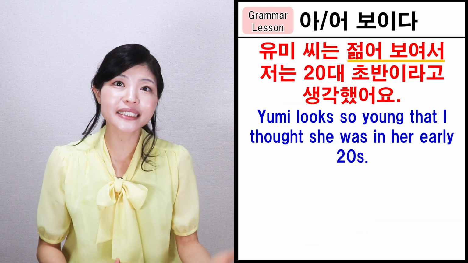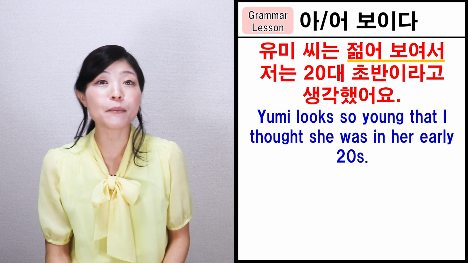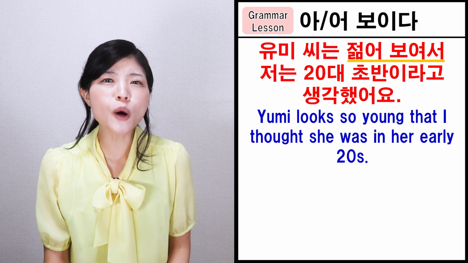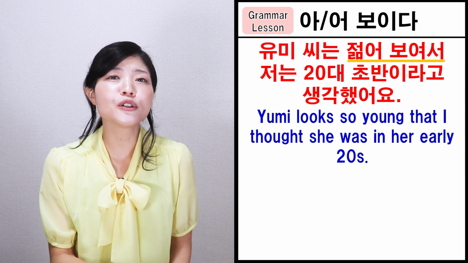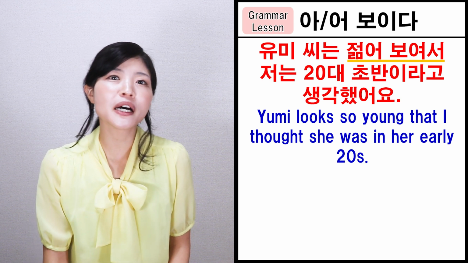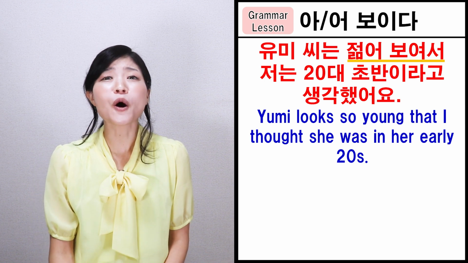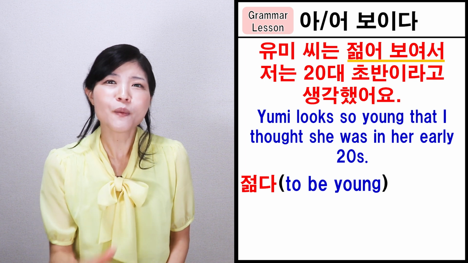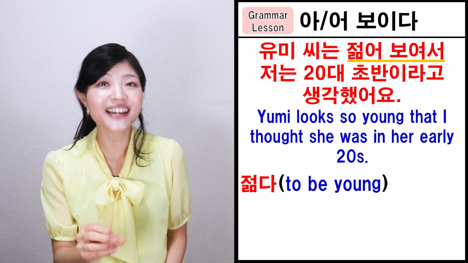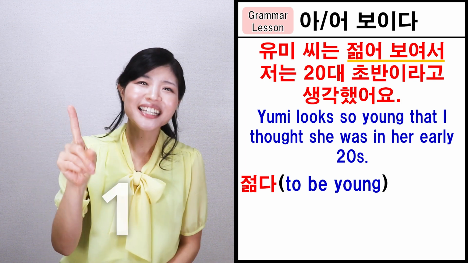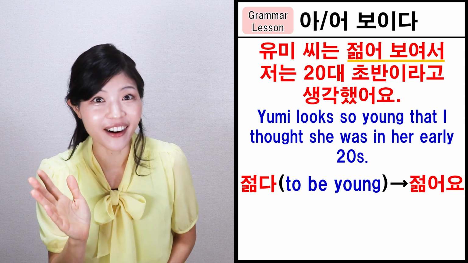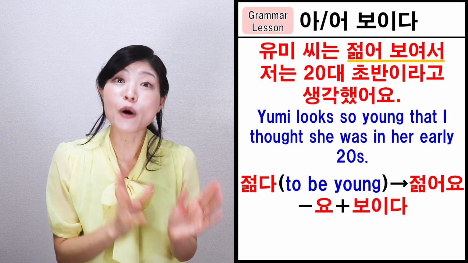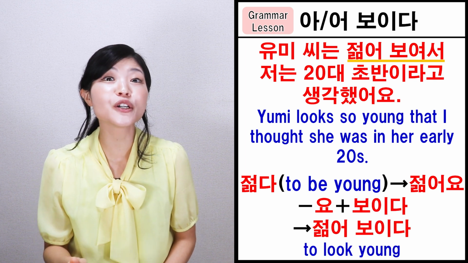Now, I prepared an example sentence that women would be happy to hear. 유미 씨는 젊어 보여서 저는 20대 초반이라고 생각했어요. Yumi looks so young that I thought she was in her early 20s. Women always want to look young, right? Here, 젊다 is to be young. What is the 요 form of 젊다? 3, 2, 1. Yes, it's 젊어요. So you remove your 요 from it, goodbye, and attach 보이다 to make 젊어 보이다, to look young.